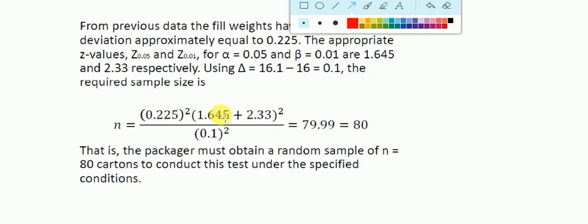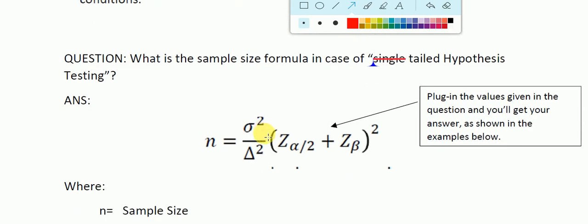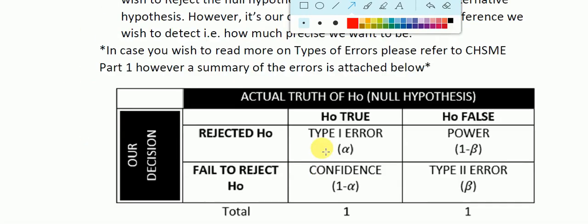Now we'll move on to calculation of sample size for two-tailed hypothesis testing. So let's see how this works. Basically we have a similar formula as we had in the previous case. We have everything similar. We have the square for sigma, standard deviation, delta square, and z alpha by 2 and z beta, whole square. The only difference is that because it's a two-tailed hypothesis testing, we'll be dividing alpha by 2, whereas in the previous case we weren't doing so.